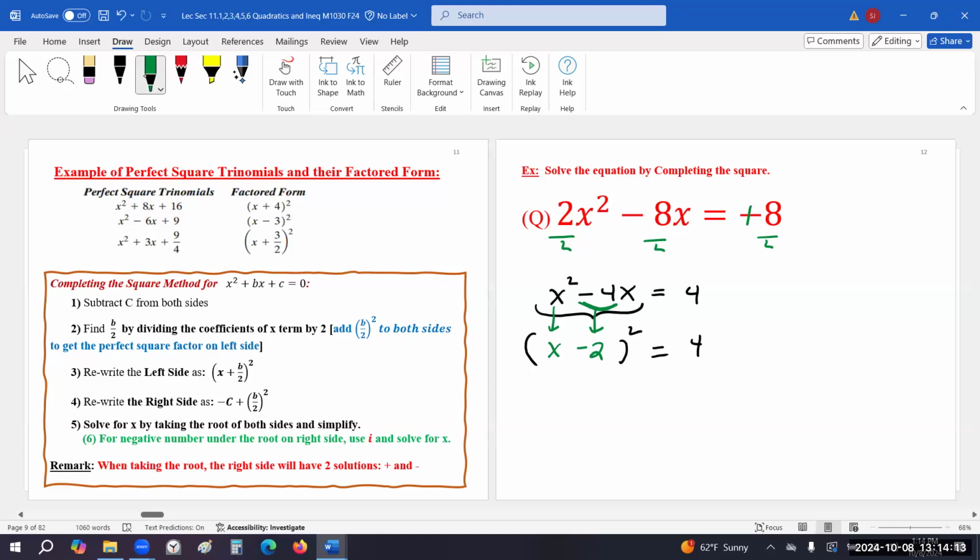It doesn't matter what you have. It's always half of the middle term. Always. What if it's, say, 9? Half of 9 is 9/2. Whatever you have, it's always that number divided by 2. Here it's 4 divided by 2, which gives us only 2.